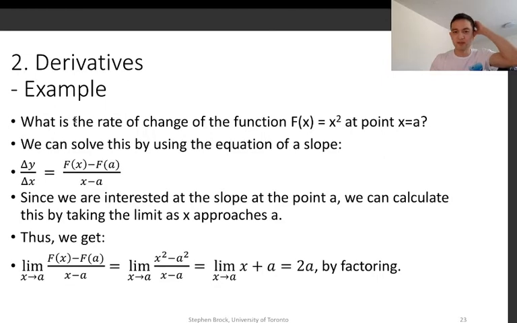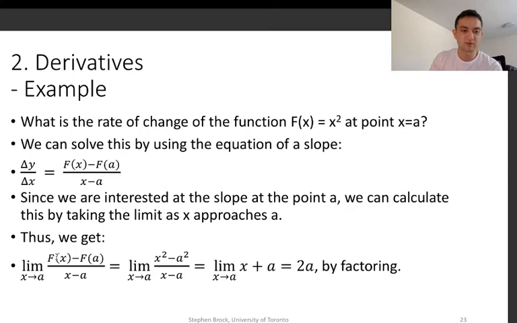We can actually solve this by using the equation of a slope. The slope is the rate of change. These are analogous, like synonyms. We know the equation of a slope from high school is delta y, the change in y, divided by the change in x. So we have f of x minus f of a divided by x minus a. And since we are interested in the slope at a particular point, we can calculate this by taking the limit as x approaches a. Because we're only interested in the slope at x equals a, not from x to a, right? So we can do this by taking the limit.